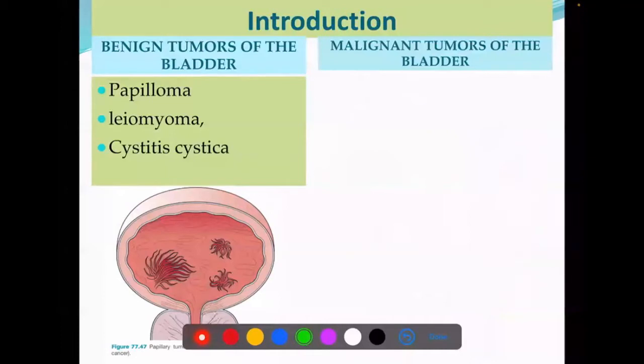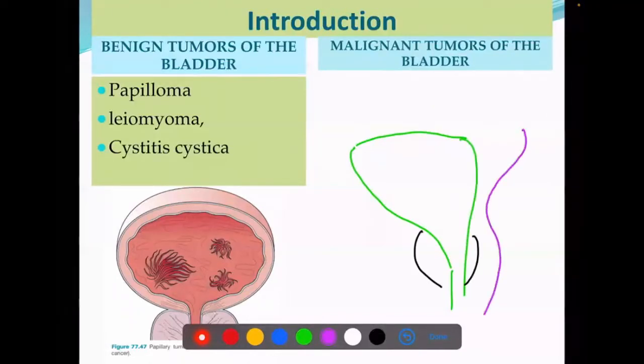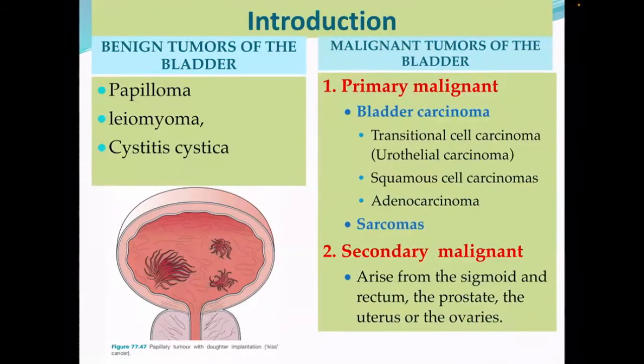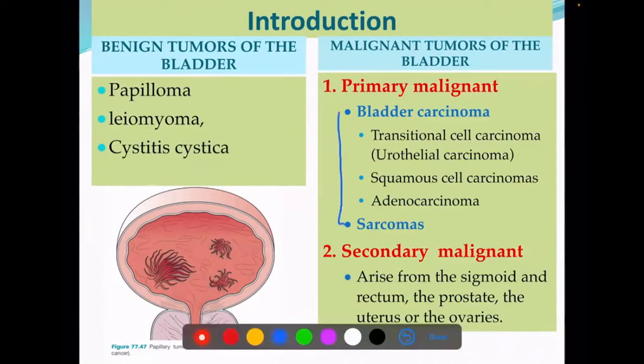Similarly in male, prostate cancer can involve the bladder, or rectal cancer from behind can involve the bladder. So whenever a cancer from a different organ involves the bladder, it is known as a secondary bladder tumor. So we classify malignant bladder tumors into primary and secondary. Primary means the tumor arises from the tissue or cells of the bladder itself. Secondary means it arises from surrounding organs or other organs. Primary malignant bladder tumor is classified as bladder carcinoma and bladder sarcoma.